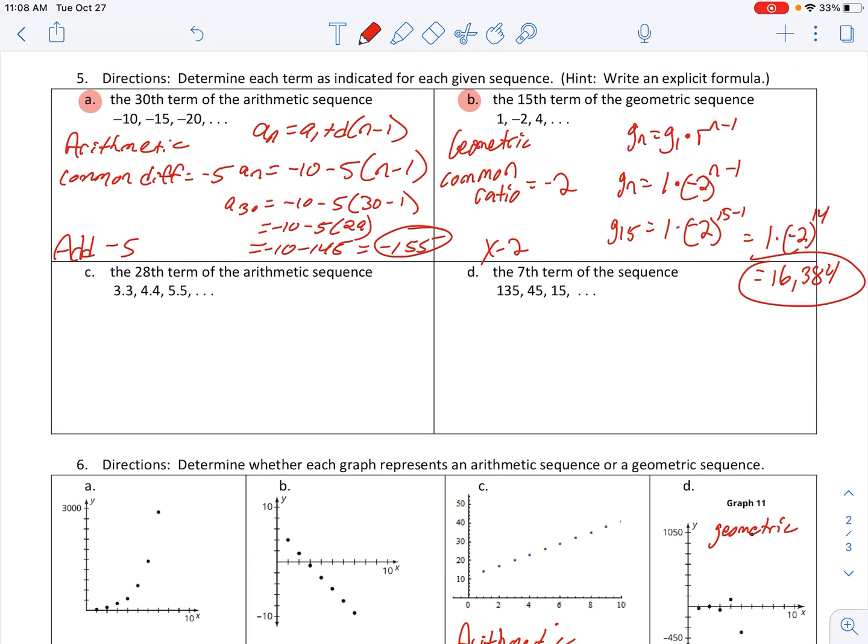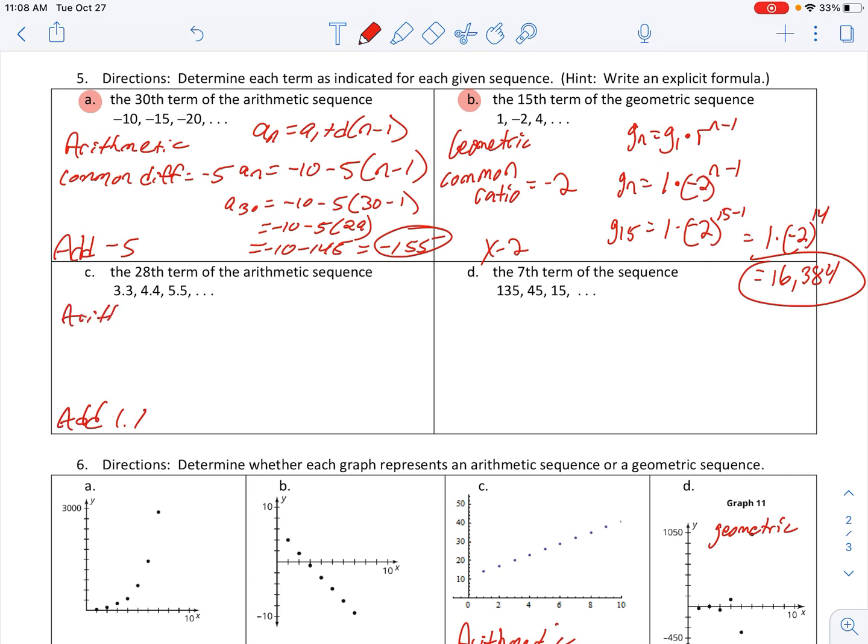5C. I've got to write an explicit formula to help us figure out what's going on here, and I'm not going out 28 terms to find it. First thing I have to figure out is, are we adding or multiplying to go from term to term? I can do 3.3, 4.4, 5.5. So what's happening? To go from one term to the next, I am adding 1.1.